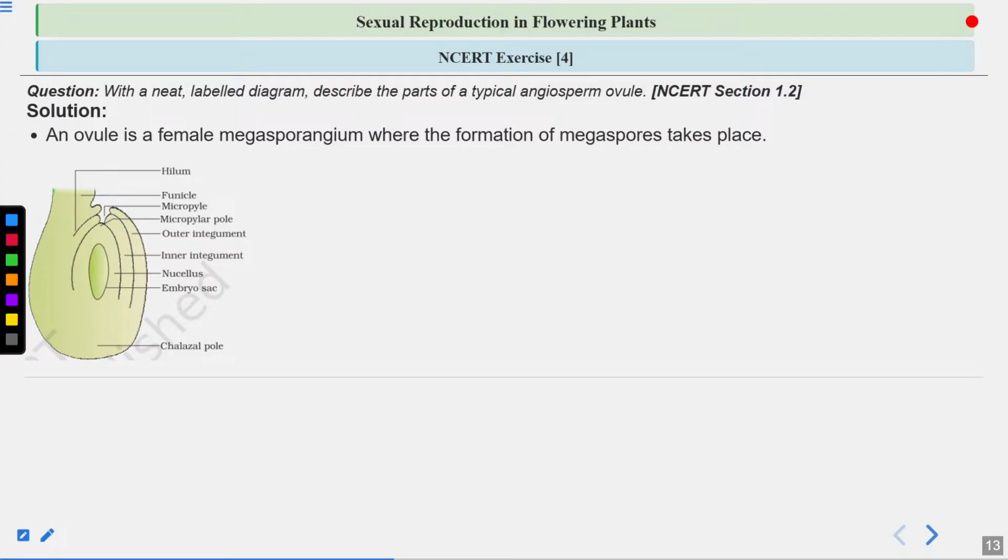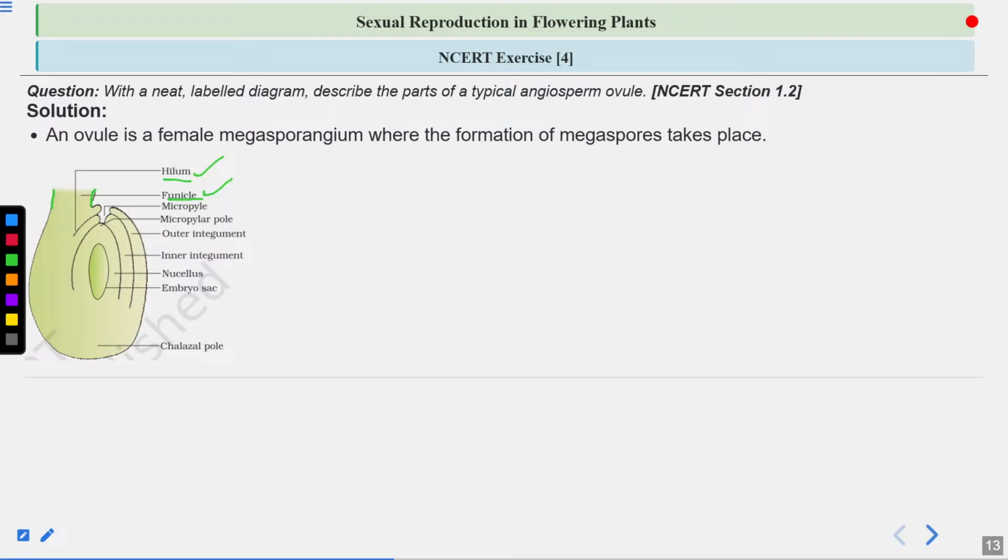So, the ovule, when you see, there is a stalk-like structure. First of all, there is a stalk-like structure that is called the funicle. And there is an oval body, that is the main part of the ovule. This main part of the ovule is joined with the stalk-like structure that is called the funicle. Where it joins, there is a clear-cut demarcation, and that is called the hilum.